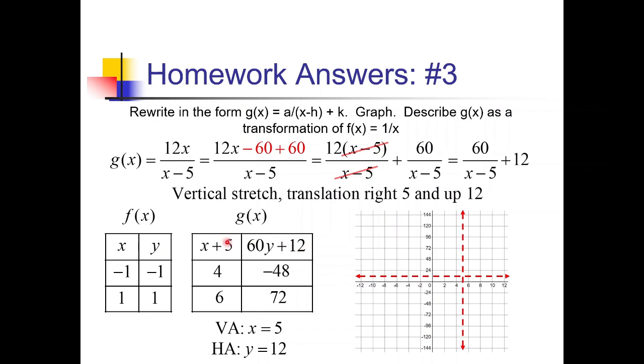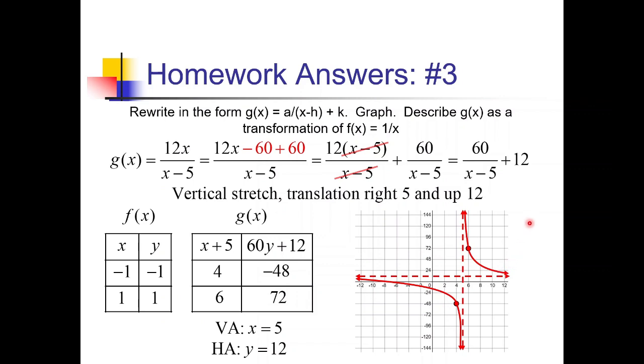Next we have the point (4, -48). So over 4, down 48. That works out pretty well. And we also have (6, 72), which is right here. That's on a grid line, so that worked out fantastic going by 24s. So we have this branch down here in the lower left and this branch in the upper right, and that's it for this one.